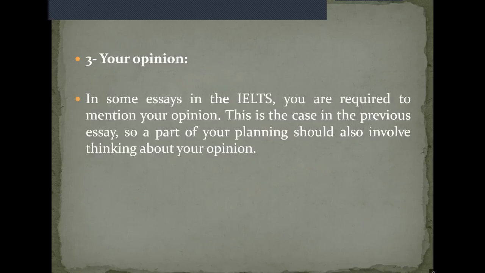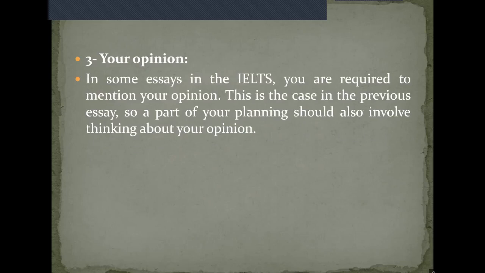Okay, one more time, as I said before, you need to choose some of these ideas and then write a paragraph about them. You're not going to choose all of them. Also, when it comes to planning, you need to plan for your opinion. Sometimes the question will ask you about your opinion. This is the case. So a part of your planning should involve thinking about your opinion.